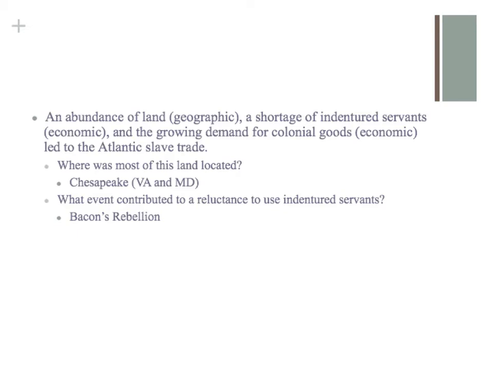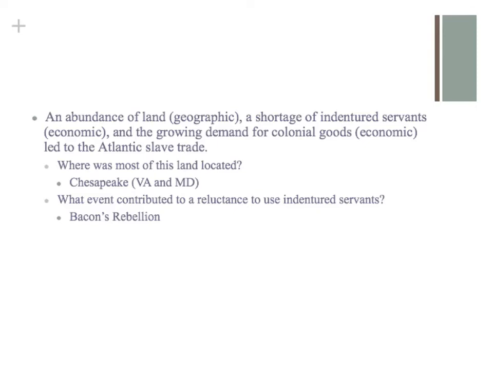The second factor that led to the arrival of slavery was an abundance of land, which is a geographic factor, a shortage of indentured servants, which is an economic factor, and the growing demand for colonial goods, which is economic as well, led to the Atlantic slave trade. So the first question under that: where was most of this land located?